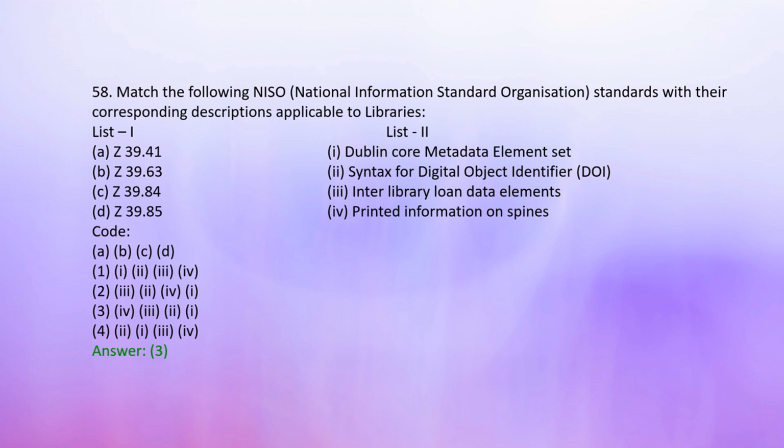And correct answer is 3, means A, Z39.41 goes on printed information on spines. Z39.63 goes on interlibrary loan data elements. Z39.84 goes on syntax for digital object identifier DOI. And D, Z39.85 goes on Dublin Core Metadata Element Set.